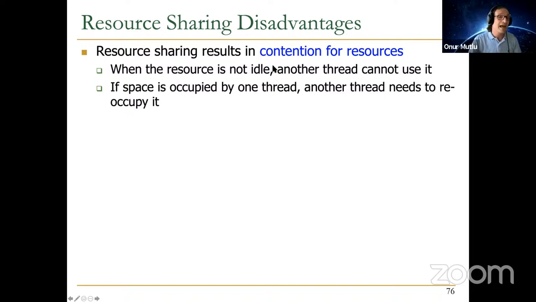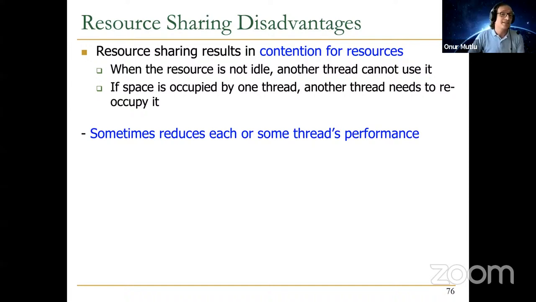So this happens in time and space. In time, when the resource is not idle, another thread cannot use it. In space, if the space is occupied by one thread, another thread needs to reoccupy it. So essentially, one thread can evict the cache block of another thread. And this may happen, for example, if you have a shared 32 kilobyte cache and each thread needs 32 kilobytes on its own. Too bad. You may be thrashing the cache, right?